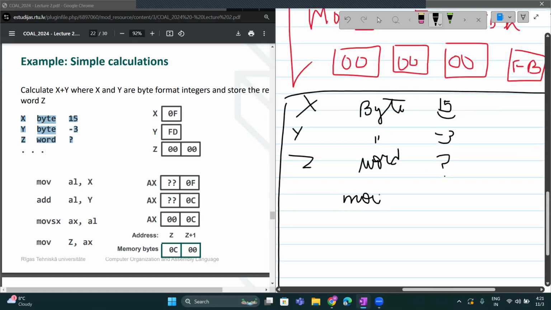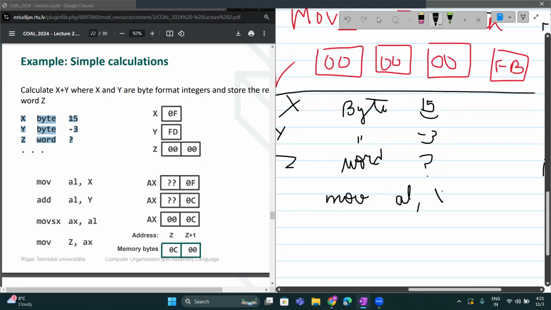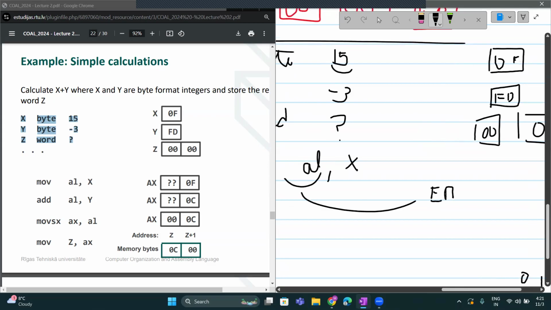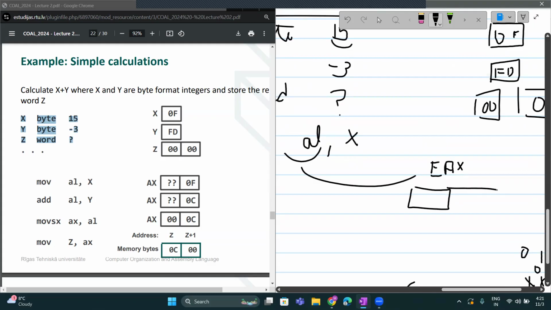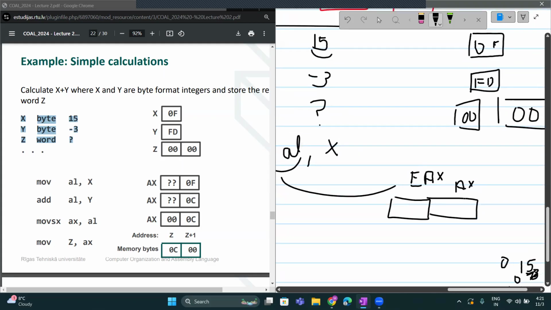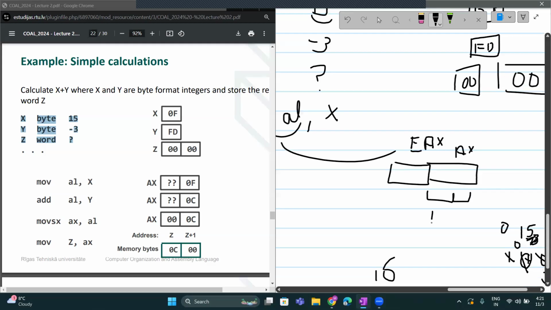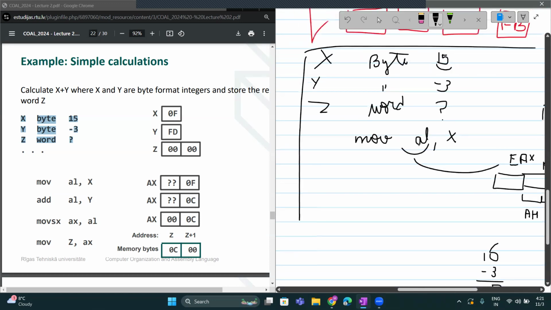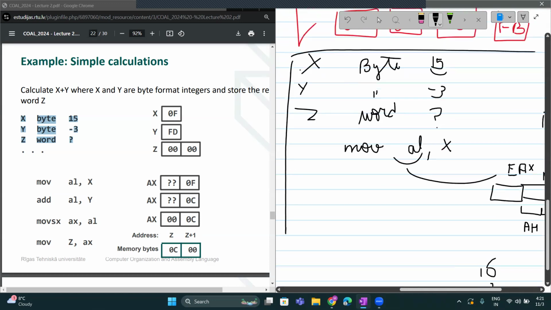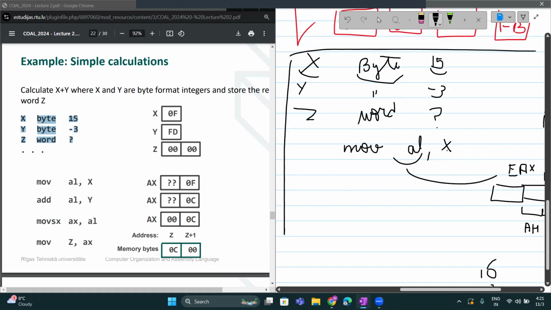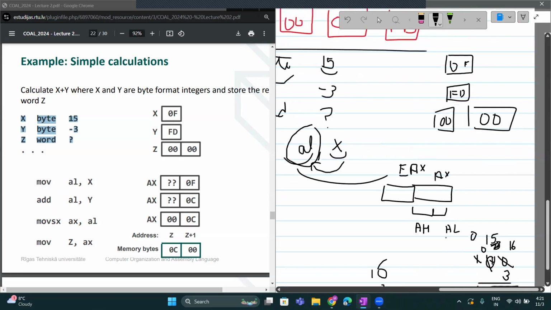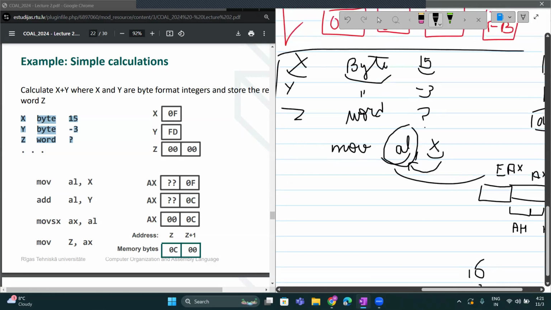So what is going on here? Mov AL, X. What was AL? If you try to remember, EAX had 2 parts, this and this. This was AX, and AX had 2 parts, AH and AL. And why did we use AL here? Because the size of X is a byte, and we always use the same size. So if this is a byte, we have to move it in a byte, and AL is 1 byte. That's why we used AL here.